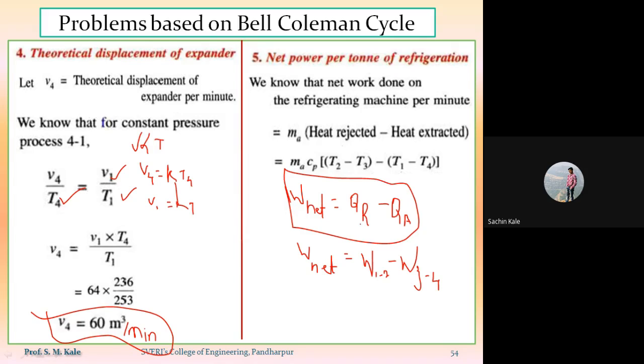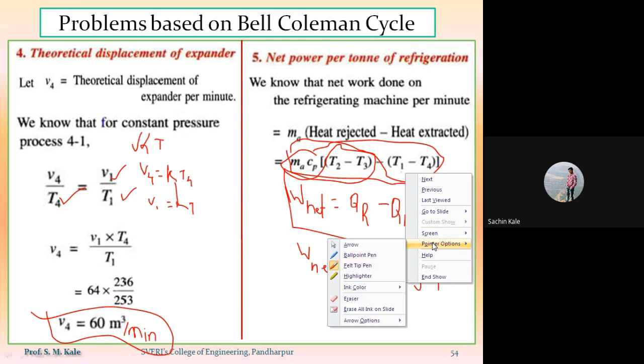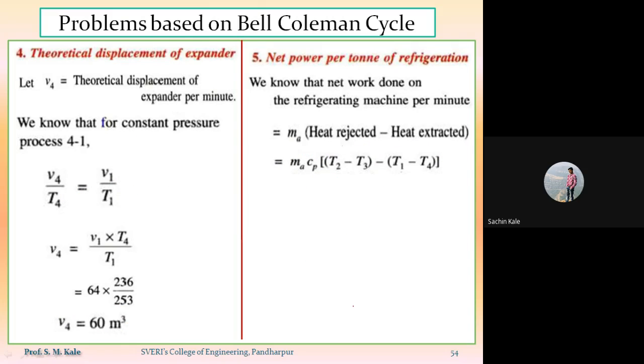दोन्ही मेथडनं तुम्हाला W नेट मिळणार आहे. आता W नेट कॅल्क्युलेट करायचं असेल तर QR कसा कॅल्क्युलेट करतो आपण, MCP डेल्टा T. MCP डेल्टा T म्हणजे M इंटू CP इंटू T2 मायनस T3. आणि QA कसा कॅल्क्युलेट करतो आपण, MCP डेल्टा T. हा टेम्परेचर डिफरन्स घेणार. MCP T1 मायनस T4. पण M इंटू CP कॉन्स्टंट टर्म आहे, त्यामुळे ब्रॅकेटच्या बाहेर घेतो, बाकीच्या टर्म ब्रॅकेट मध्ये ठेवतो. समजते? सो पुट ऑल दोज व्हॅल्यू. I will get the net work done. This is nothing but net work done in terms of kilojoule per minute.